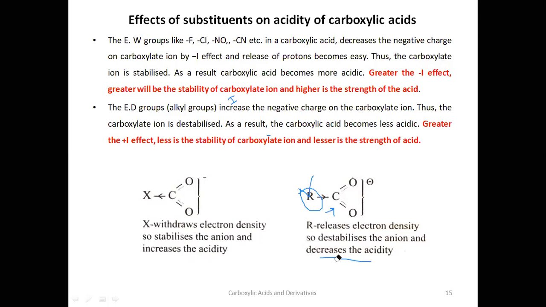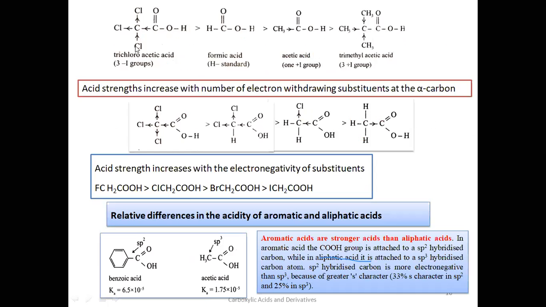Now, let us take a few examples to discuss this. Let us see this example here. Which group is this? Chloride. What is the substituent here? Chloro. Chloro means electronegative, electron withdrawing. How many electron withdrawing groups are there? 1, 2, 3. The arrow mark is written wrongly here. This should be like this.